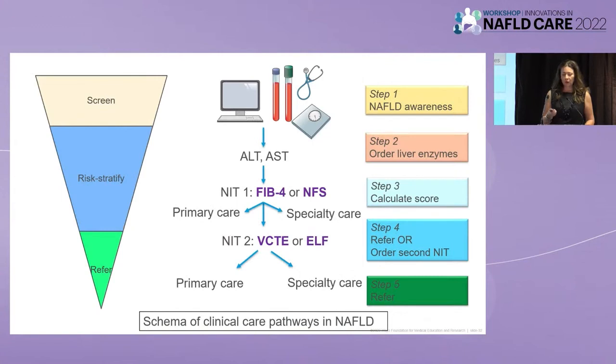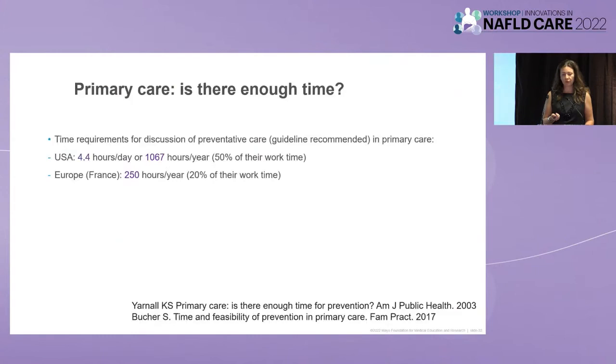So back to our diagram, we got to step 5. What are the cracks in step 5, where we refer? Is there enough time? We go back to yesterday's talk, and I liked this paper, it was really shocking to me. This measured the time requirements for discussion of preventative care recommended by the guidelines that we heard about yesterday. In the United States, there's 4.4 hours a day spent on that. That's 50% of their work time. In Europe it's a bit better, 20% of their work time. I don't know if this is 2003 data. I would assume it's actually even worse now.